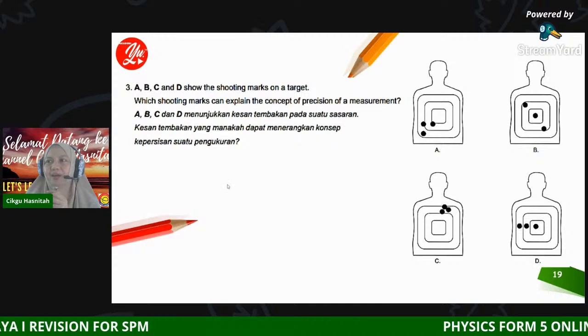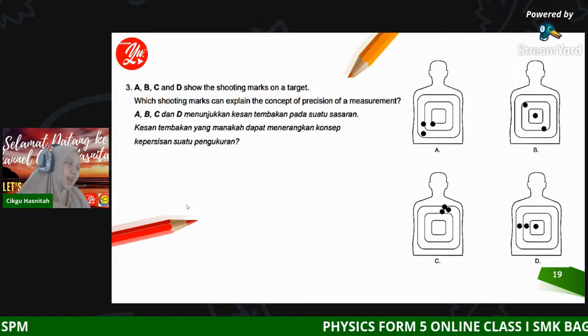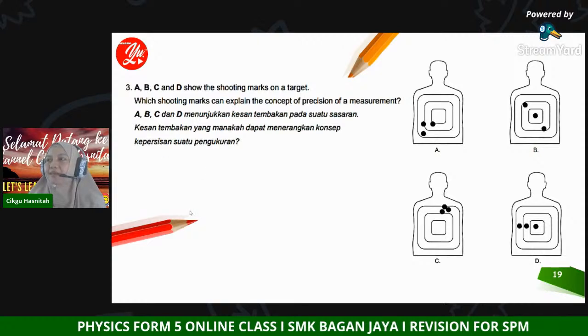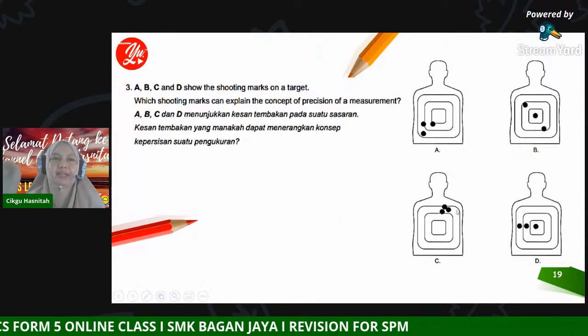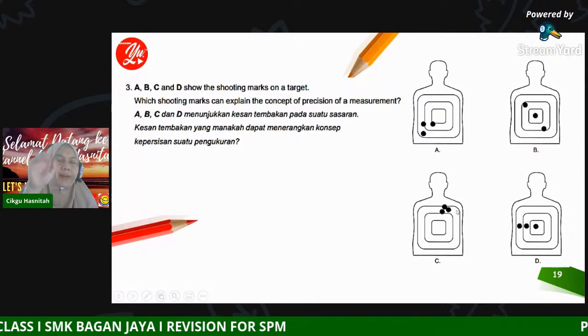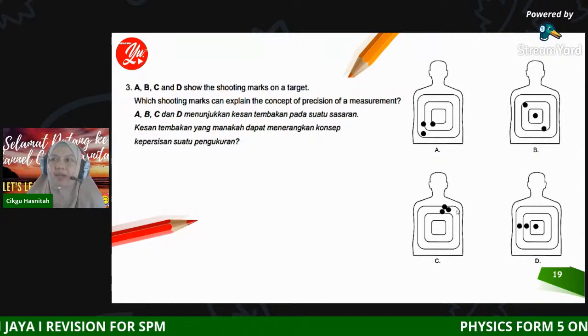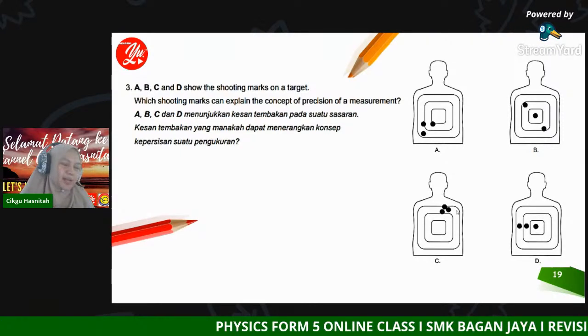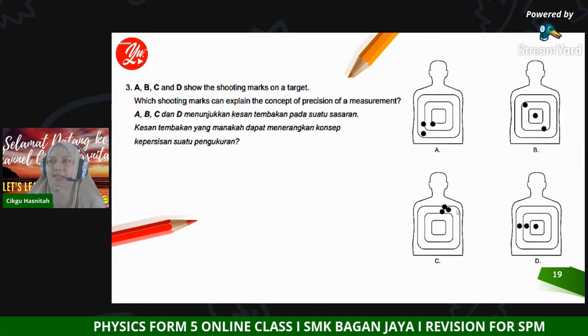So precision will be C. Yes, precision is C. You can see all the data is precise. They fall at the same place all the time. It means it is precise, but not accurate. So the answer for number 3 is C.